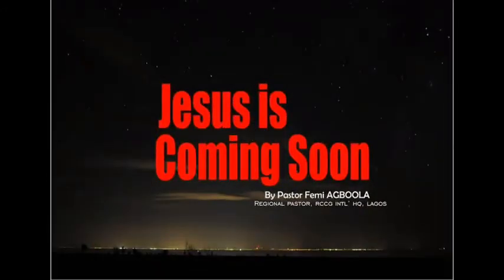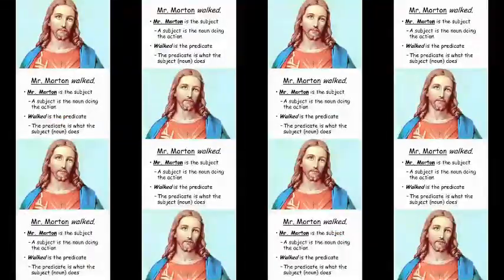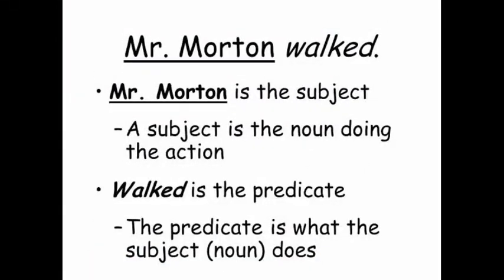Jesus is coming soon. Who is coming soon? Jesus. If Jesus is the subject, then the predicate is what? Is coming soon. Do you know why? Because the subject always tells us who is performing the action, who is coming. Jesus. Another example. Mr. Martin walked.